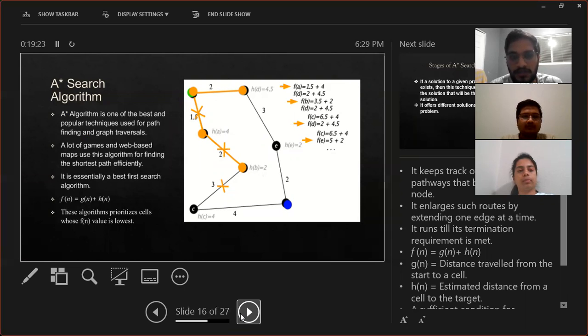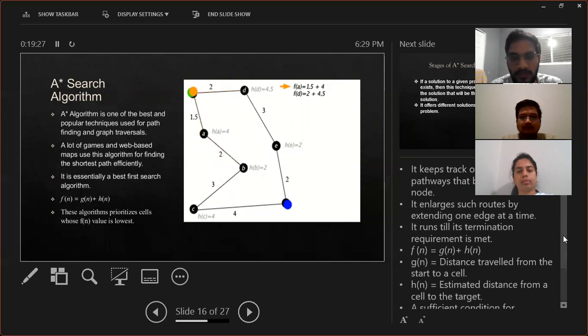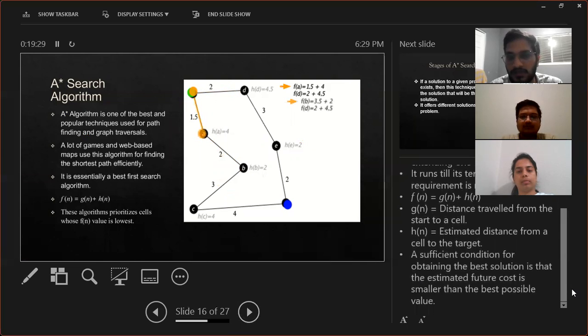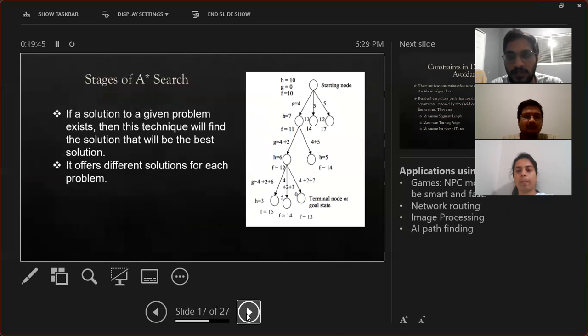The function used to solve this algorithm is f of n equals g of n plus h of n, where g of n is the distance traveled from the start to the cell, and h of n is the estimated distance from the cell to the target. A sufficient condition for obtaining the best solution is that the estimated cost is smaller than the best possible value. So coming to next slide.